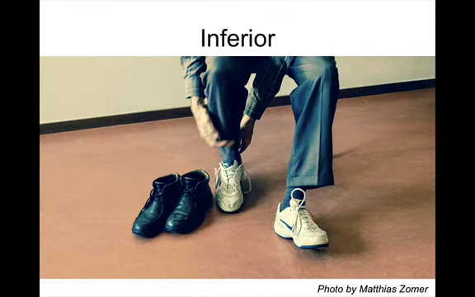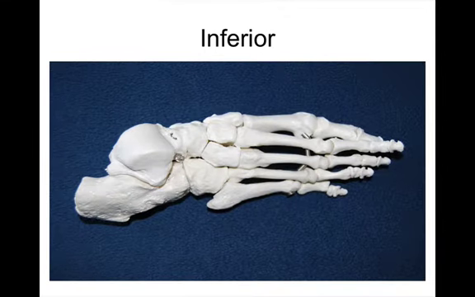So you're looking at the inferior aspect of this man as he changes his shoes. And then here is the ankle and foot. So you're seeing the skeletal anatomy here. You can see the tarsal bones to the left of the image, and then the metatarsals and phalanges on the right side of the image. The most inferior aspect of the entire skeleton here.